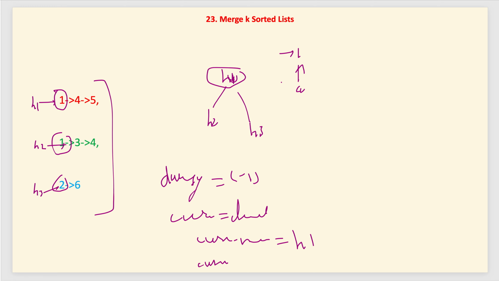Let's say current I am representing with C, and here is our dummy node. This is -1 and the dummy is represented as D. So now current is here. Now this is list 1, so 1, 4 and 5 will be like that. Now what can we do?